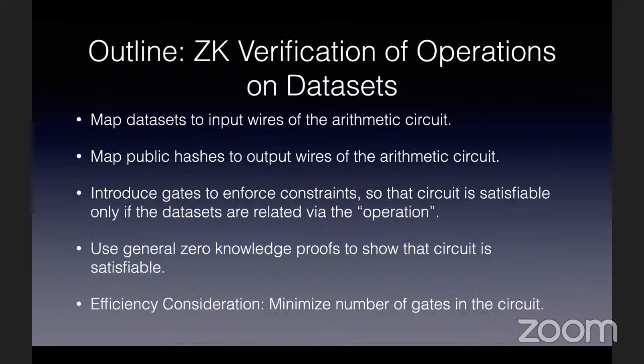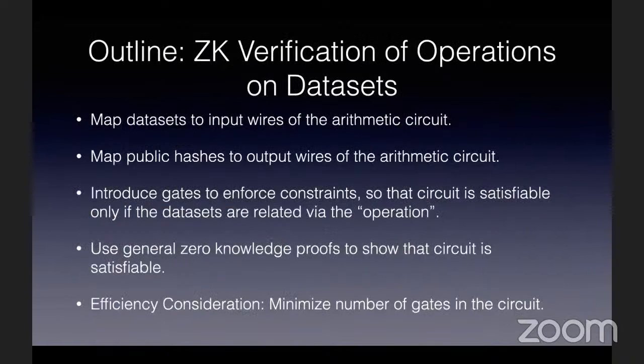So roughly this is the thing. Design in arithmetic, so map your inputs to the input wires, outputs to the output wires, design gates to enforce the constraints, and then use a generic zero knowledge framework to show that this circuit is satisfiable, which means essentially you can check your relation. And the efficiency consideration is that you minimize the number of gates.